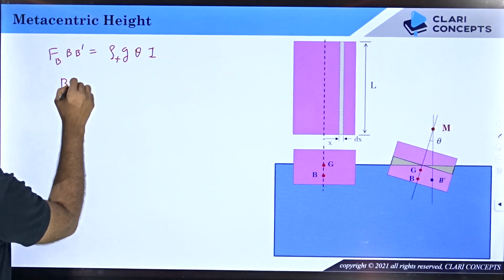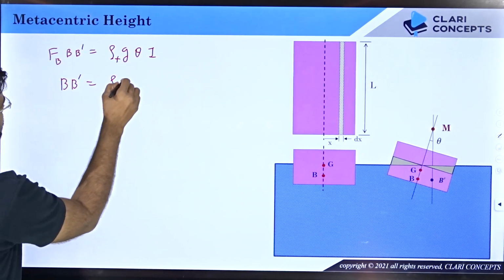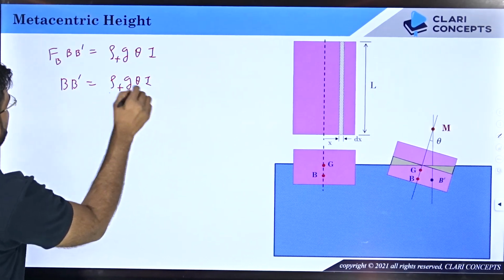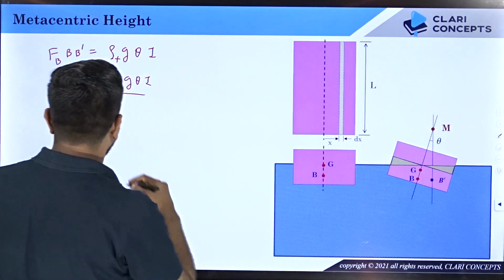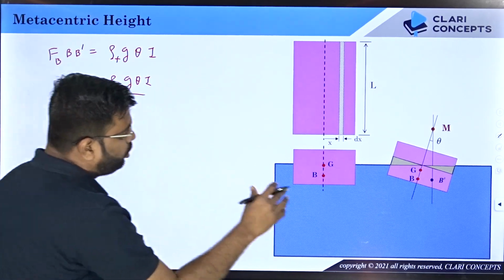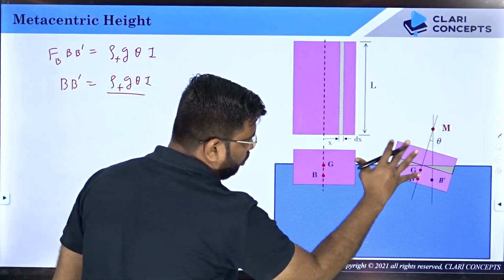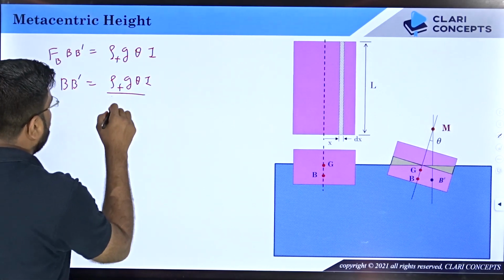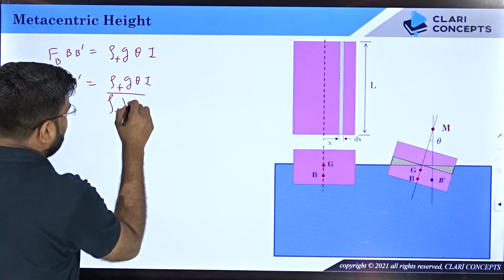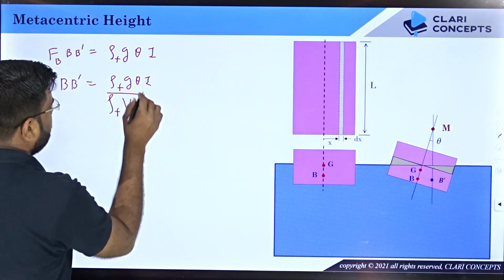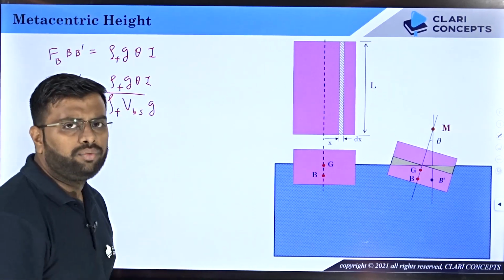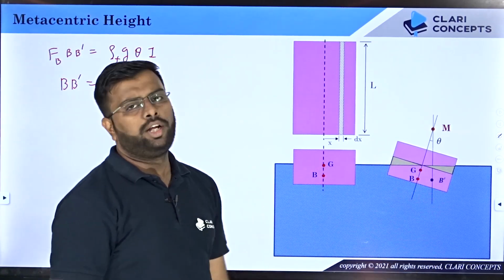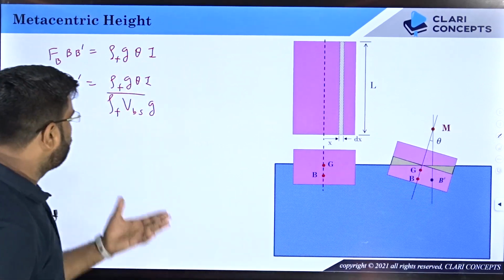I will put FB in the denominator. BB dash equals rho F G theta I over FB. And what is FB? FB is the total buoyancy force. See, FB was the total buoyancy force acting on the body, right? Total buoyancy force is rho, volume of the body submerged, and G. This will reflect the total weight of the water or fluid displaced by the body, the entire weight, right? That is the total buoyancy force.